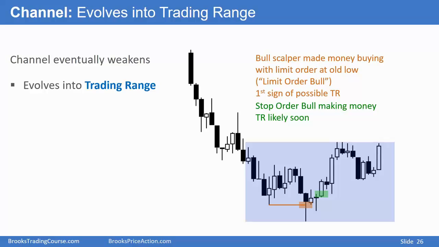To me, I find it very useful to pay attention to whether or not limit order bulls can make money in a bear trend, because it tells me that the market might be transitioning into the next phase, a trading range. Just like I pay attention to a breakout. As soon as it has a pullback, it tells me that the market is transitioning into a channel.